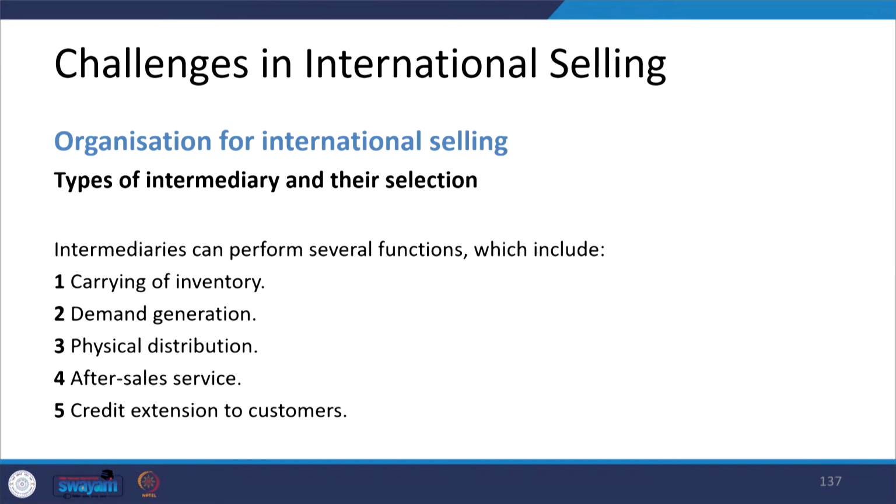There are different types of intermediaries, and they give us different kinds of leverage or benefits for our business, which include carrying of inventory. They carry the inventory or product range to that particular market. Demand generation: these intermediaries also work to generate demand for your products and services. They also take care of physical distribution of the goods, and going further, they also provide after-sales services. With that, they also offer credit extension facilities to their customers as well.